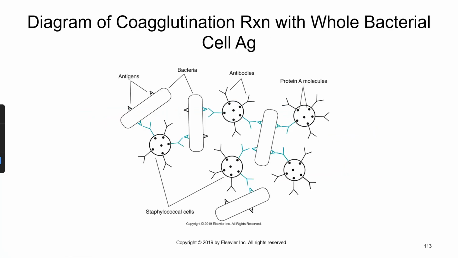So this is a diagram of a coagglutination reaction with whole bacterial cell antigen. Here's the whole bacterial cell, here's the latex bead, staphylococcal cells with the antibodies, and you can see this interaction with the antibody and the antigens on the bacterial cell.